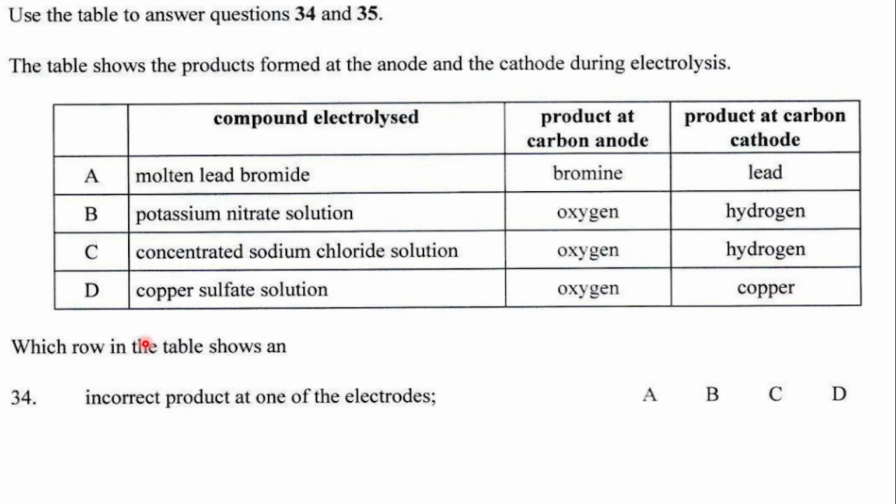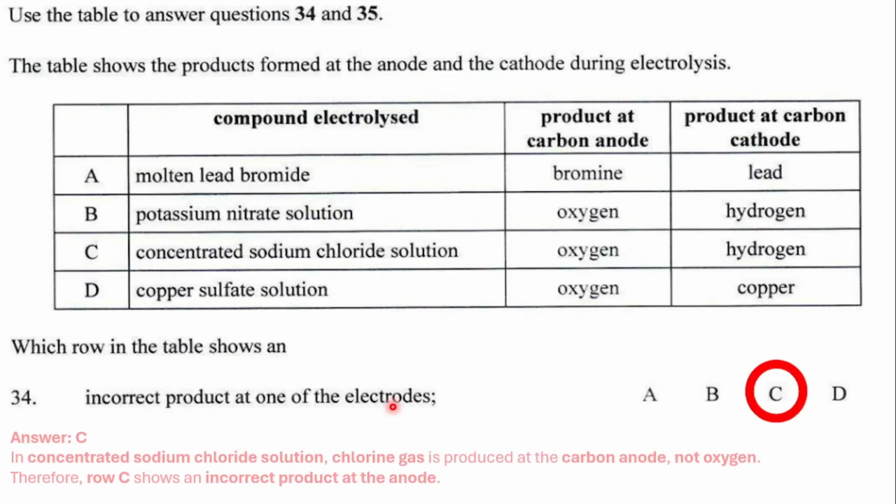So, which row in the table shows an incorrect product at one of the electrodes? So we're looking for the incorrect one, right? And the correct answer is definitely going to be C, because in sodium chloride solution, chlorine gas is produced at the carbon anode, not oxygen.